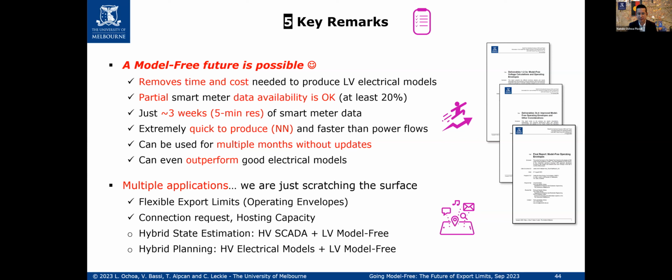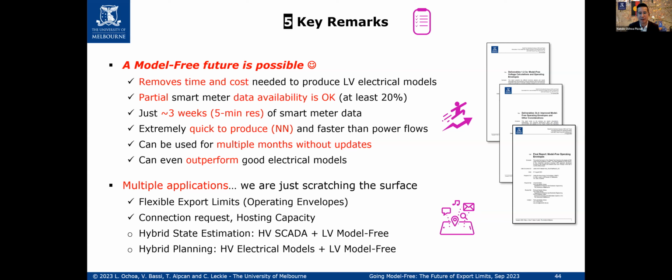What about hybrid state estimation? Today, state estimation is limited to what we call high voltage here in Australia. Think of 22 kV lines, right? Medium voltage internationally. What if we extend that with the low voltage? Then we can estimate what is happening, at the very end, at the household level. We can do a hybrid. What about hybrid planning? Also mixing our electrical models of the high voltage that most companies around the world have, or medium voltage, if you want to use that international terminology, combining with the LV model-free approach. So there are many possibilities, and we're scratching the surface.